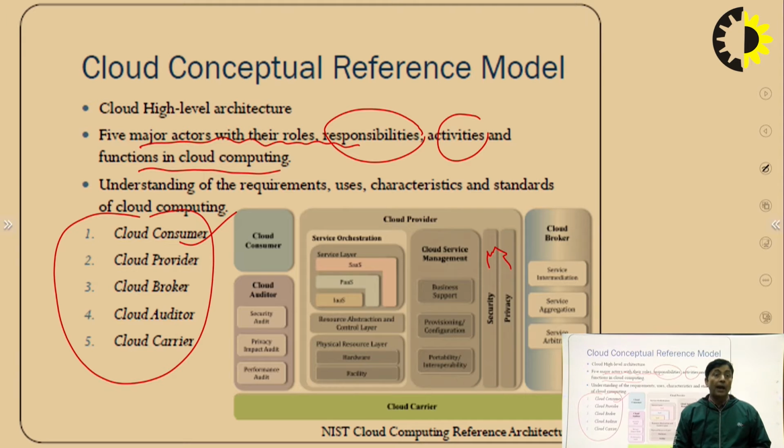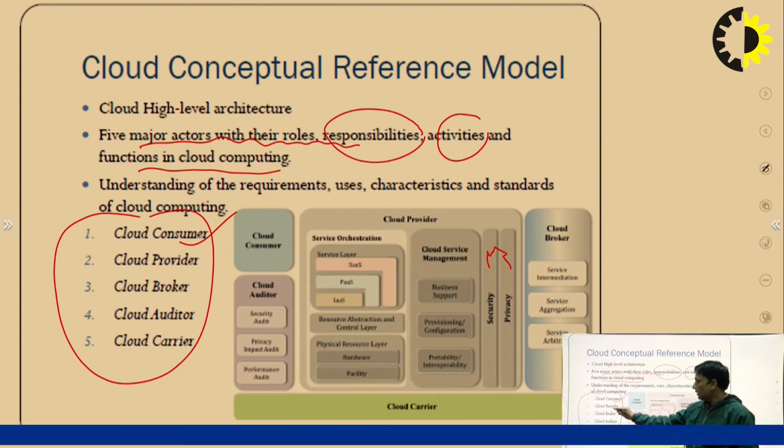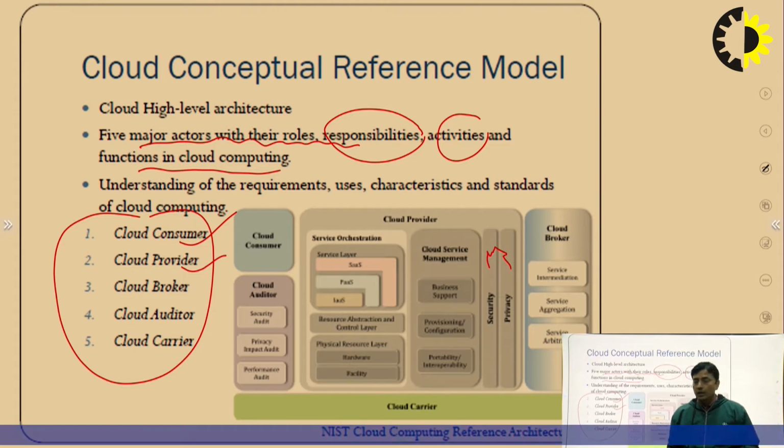So the first one is the cloud consumer, that means the end user or the consumer who is going to use the cloud facilities or cloud computing services. The other is the cloud provider. Cloud provider is the entity or the body who is going to develop the cloud services for their client, for their consumer. So that is the cloud provider, that means the service provider.